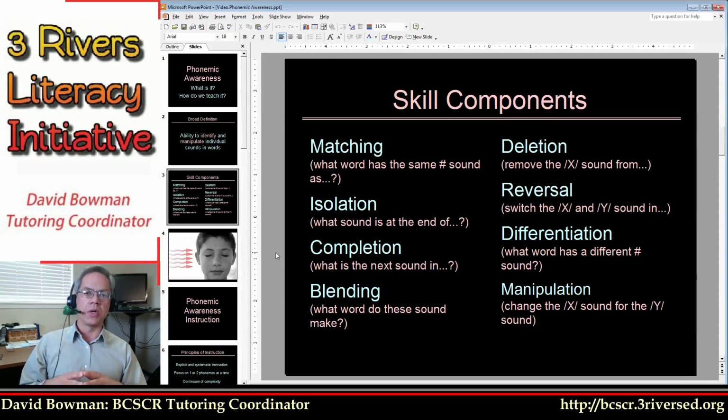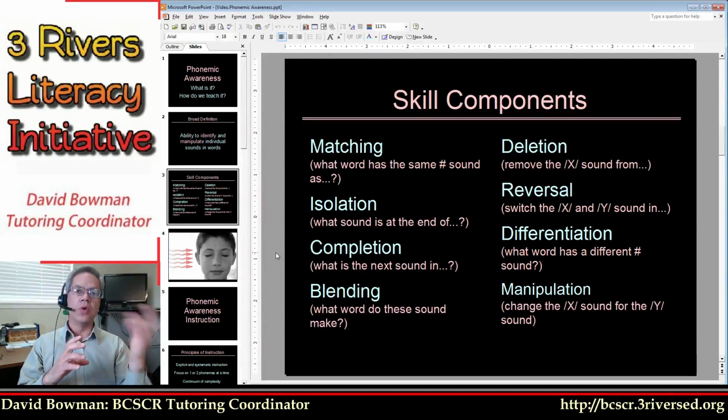With phoneme deletion, what we're talking about is being able to take the sounds within a word and then remove one or more of those sounds and be able to identify what's left. So we could say, for example, say the word remote. Now say the word remote, but leave off the re sound. And now what do you get? Well, you get moat. Okay, now with moat, remove or delete the M sound, and now what do you have? You have oat.